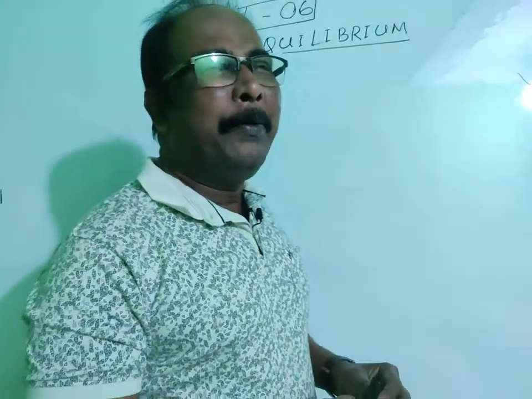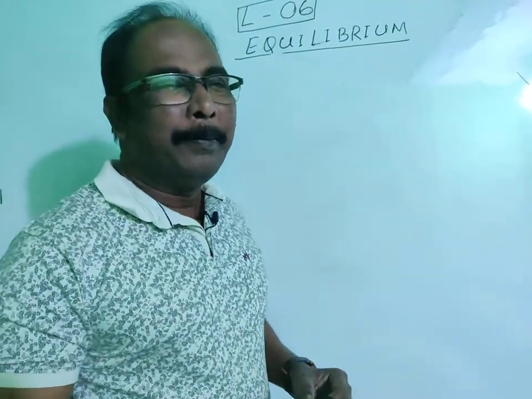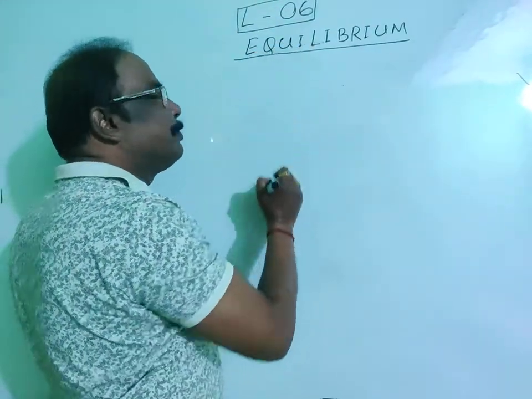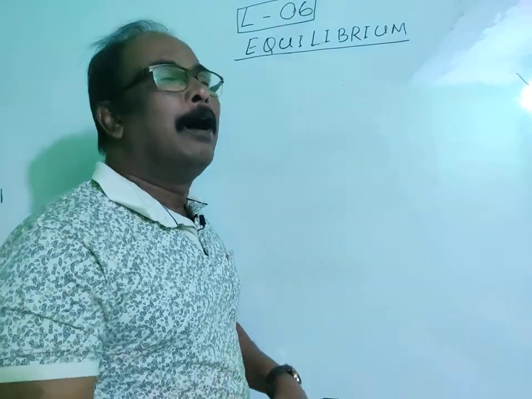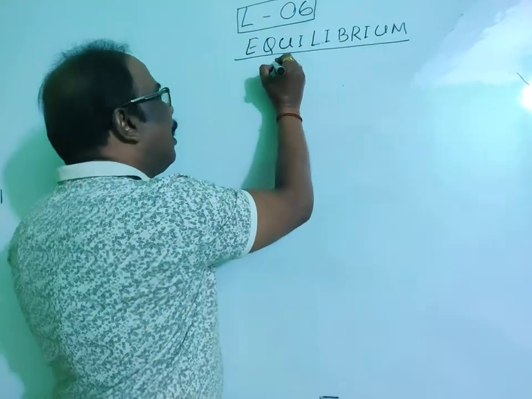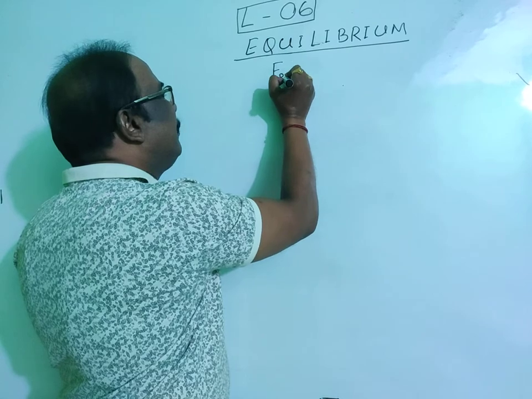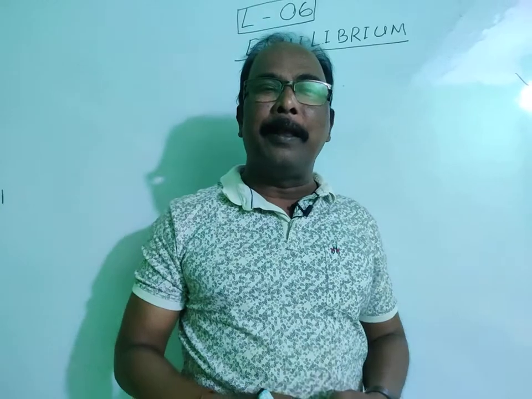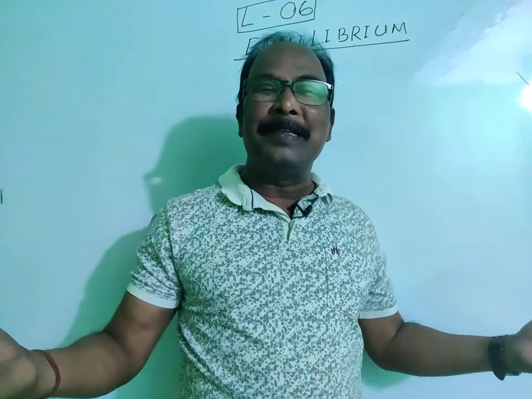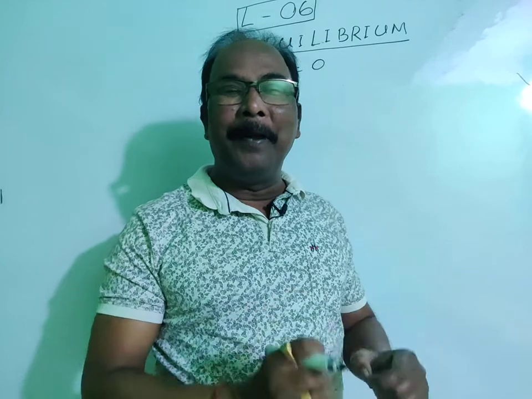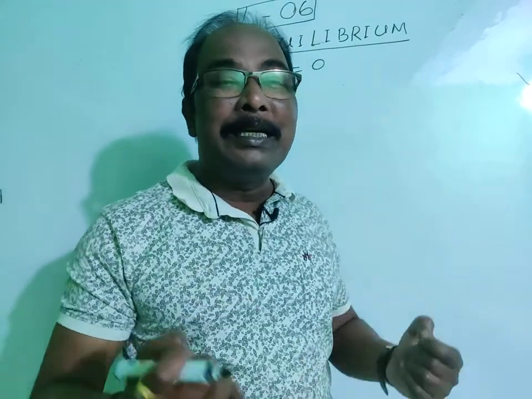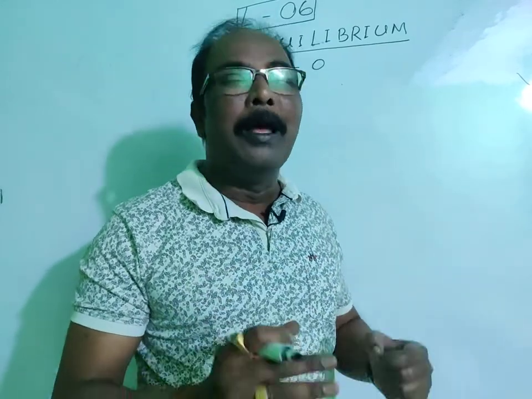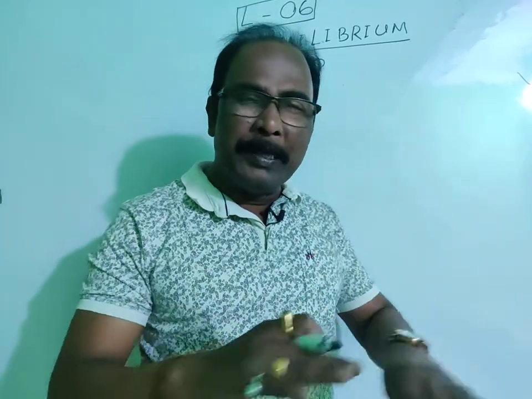Then equilibrium. As we know, the general condition for equilibrium is that the net force, or sum of forces, or resultant force acting on a particle or on a body must be equal to 0. Suppose a number of forces are acting on a body or a particle, then the body or the particle is said to be in equilibrium if the net force or resultant force acting on it is 0. This is the basic condition.